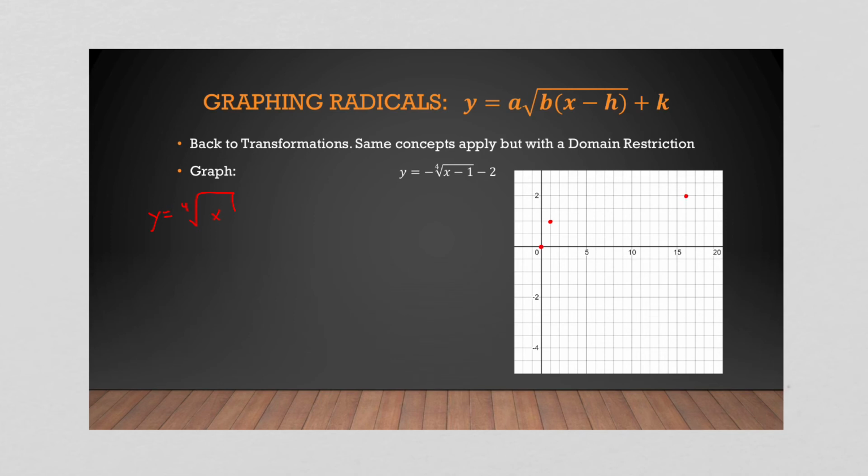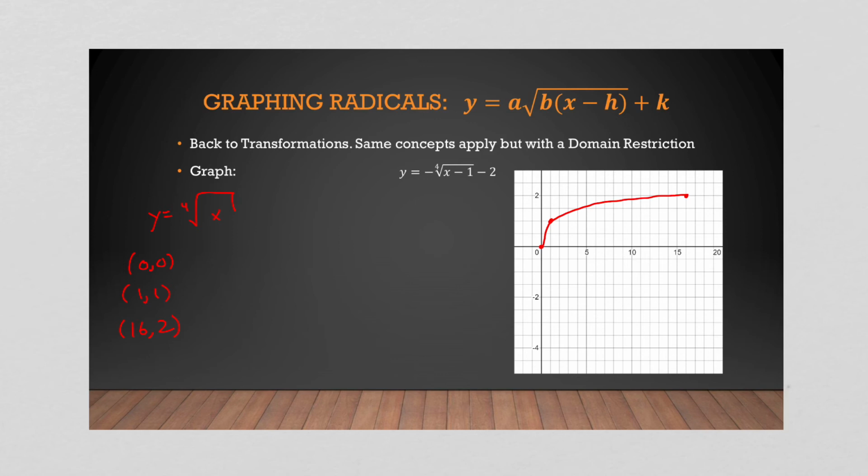So that would be your basic. And if you think about your basic like that, you have coordinates. You have 0, 0. You have 1, 1, and then you have 16, 2, because 2 times 2 times 2 times 2 is 16. So what are the transformations that are happening here?